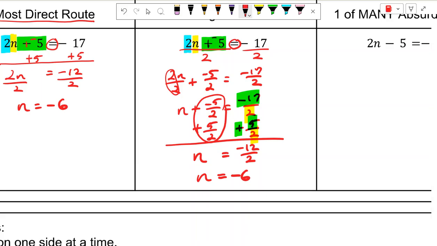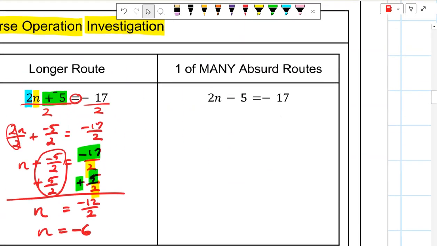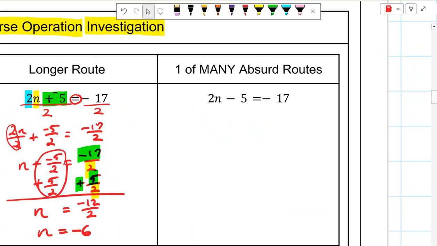But look at all of the extra work we had to do to get the same answer. So is that the most direct route? No, it's more work. But does it work? Yes. All right. Now let's look at one of many absurd routes. Absurd. Underlined absurd. All right.